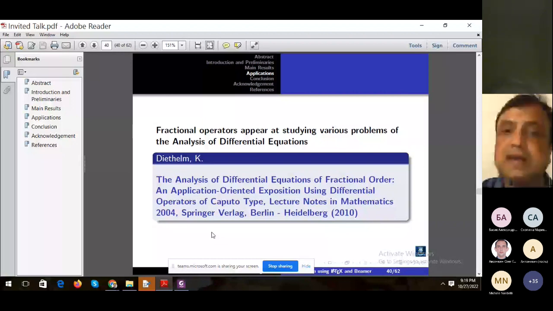Fractional operators appear in studying various problems of analysis of differential equations. Here I mention one of the contributions by Professor K. Diethelm: The Analysis of Fractional Differential Equations, an application-oriented exposition using differential operators of Caputo type. It is a lecture notes in mathematics published in 2004.